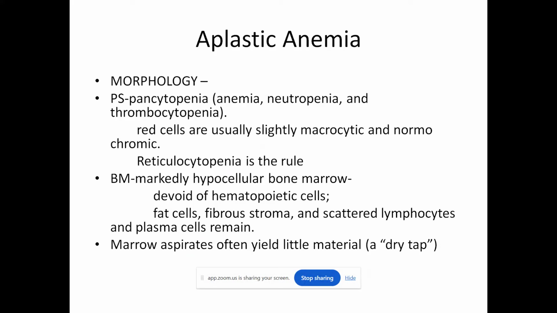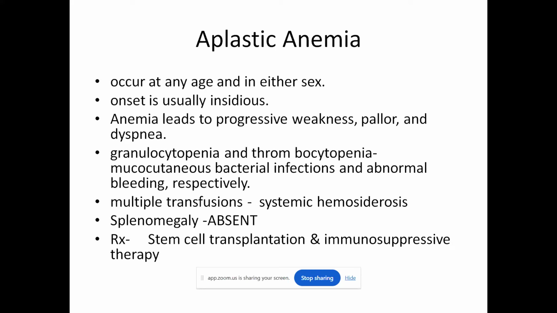When we see the bone marrow, there will be hypocellular bone marrow. Hematopoietic cells will not be there. Only fat cells, fibrous stroma, and scattered lymphocytes and plasma cells will be seen. When we do a bone marrow aspiration, we will not get any material. This is called the dry tap, present in aplastic anemia.